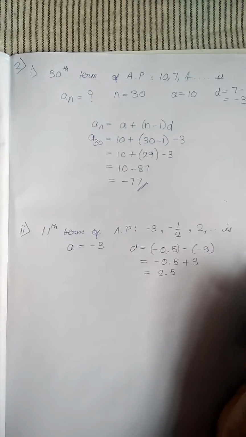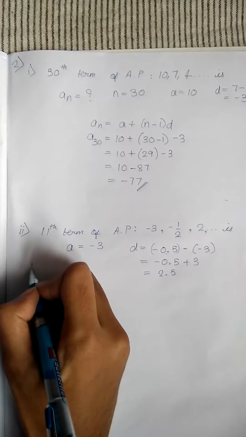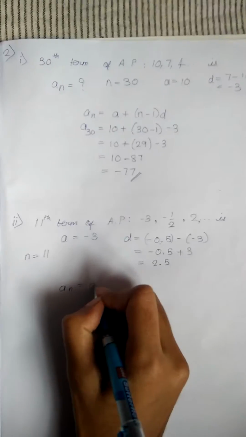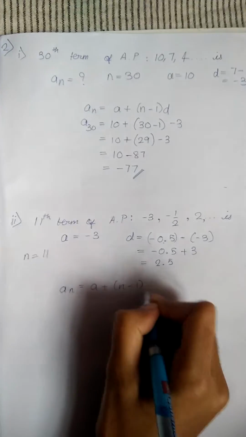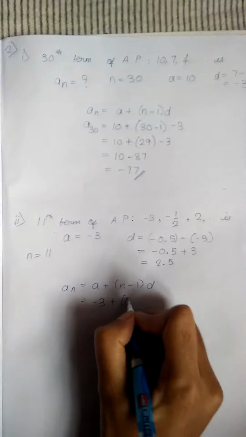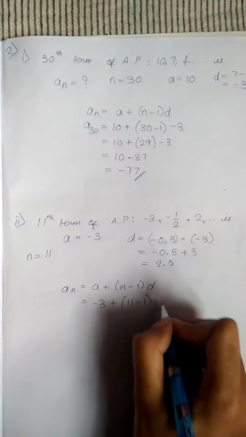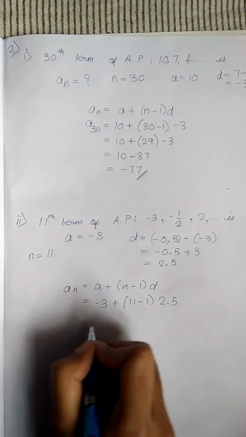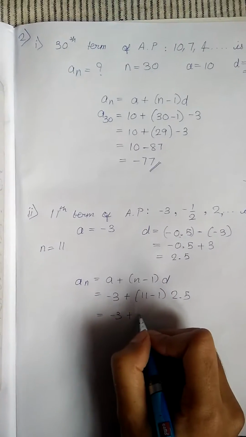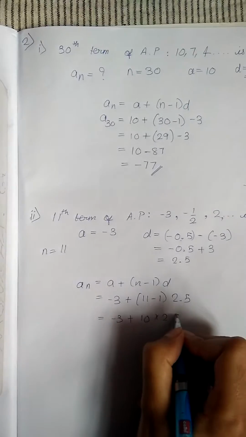Let's solve using the nth term formula. We know the n value is 11. An equals a plus (n minus 1) d. A is minus 3 plus n is 11 minus 1. D we got it as 2.5. Minus 3 plus (11 minus 1) is 10 into 2.5.